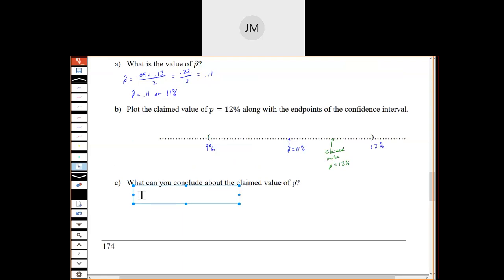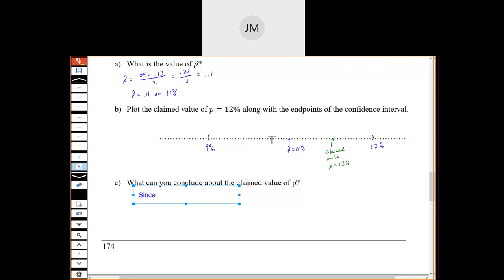Now, the problem is we also can't conclude that this person is right, because we have just as much evidence that somebody who says 10% would be right. And it doesn't make sense to say that 10% is right and 12% is also right. They can't both be right. So when we create a confidence interval, we're doing statistics, we have a level of uncertainty. So we can't say that one specific number is absolutely correct. We can say that certain numbers are incorrect, but we can't say that this number is correct.